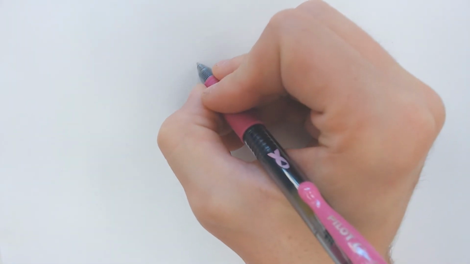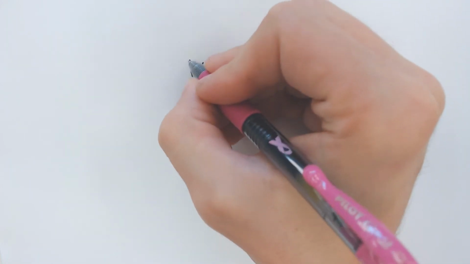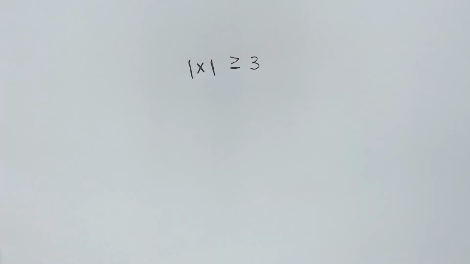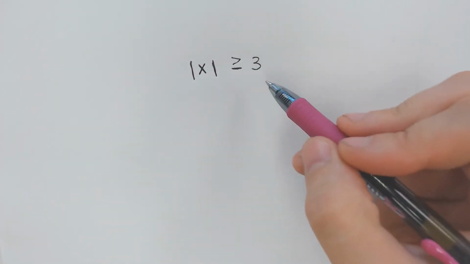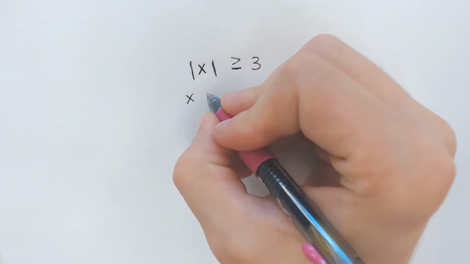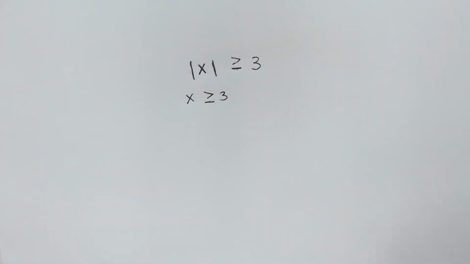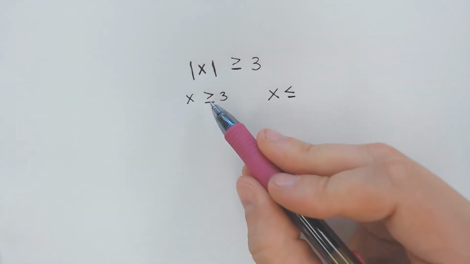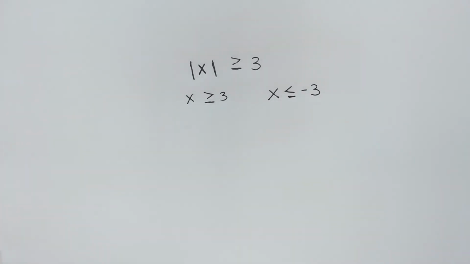All right, so let's say we have the absolute value of x, and it's just a simple absolute value of x, and we're going to say it's greater than or equal to 3. Okay? So if we are solving that, just like an equal sign, we're going to say x would be greater than or equal to 3, one positive and one negative, just like it was an equal sign. But when you do the negative version, you have to flip the inequality sign. So it was greater than, now it's less than, and negative 3.